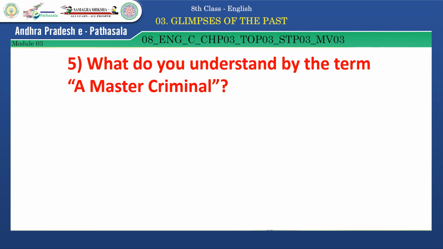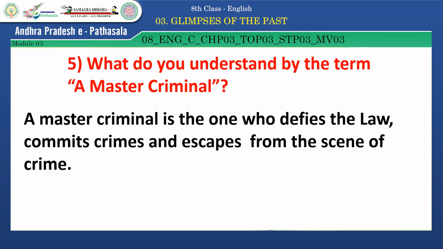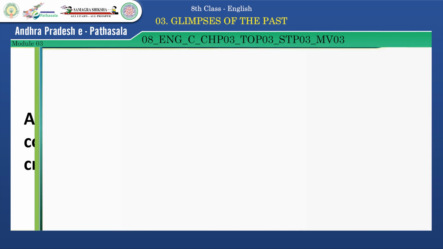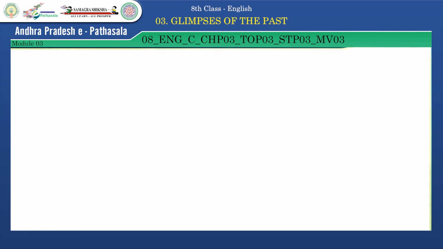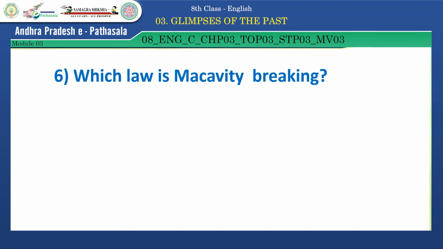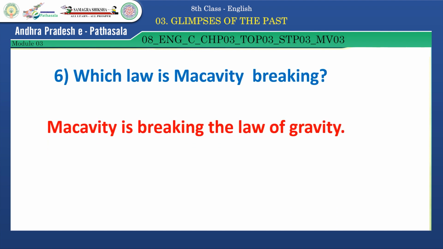What do you understand by the term a master criminal? Now who will give me the answer? A master criminal is the one who defies the law, commits crimes, and escapes from the scene of crime. Very good, very good. Your question on the screen. Which law is McCavity breaking? Who is ready to give me the answer? McCavity is breaking the law of gravity. Very good.